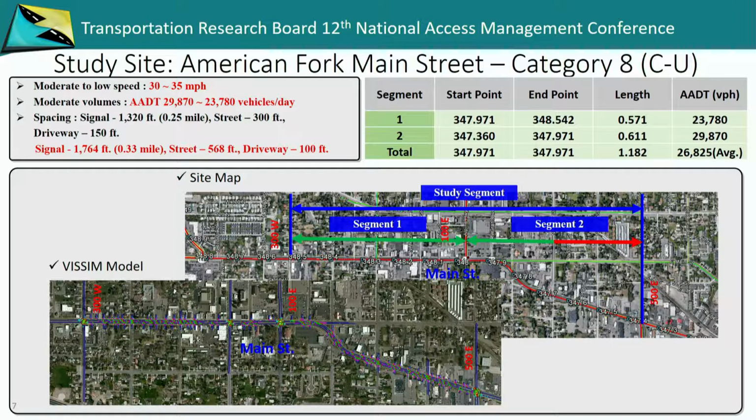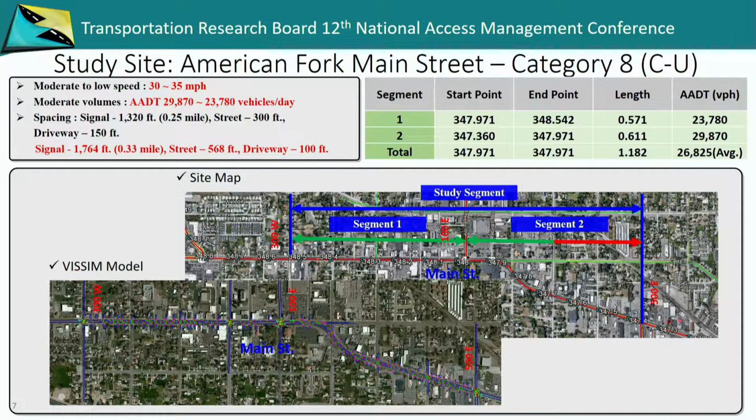But anyway, we looked at these corridors, the American Fork study sites, Main Street's Category 8, if you were in my presentation yesterday, which probably not many of you were because there weren't very many people there. But the Category 8 is essentially an urban, commercial type of category. There's no raised median on this particular corridor.